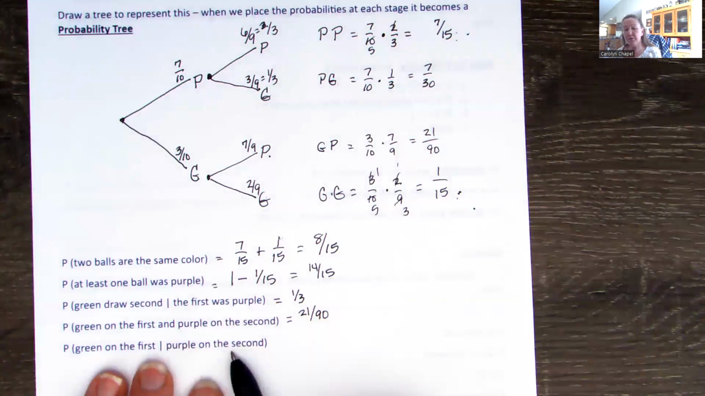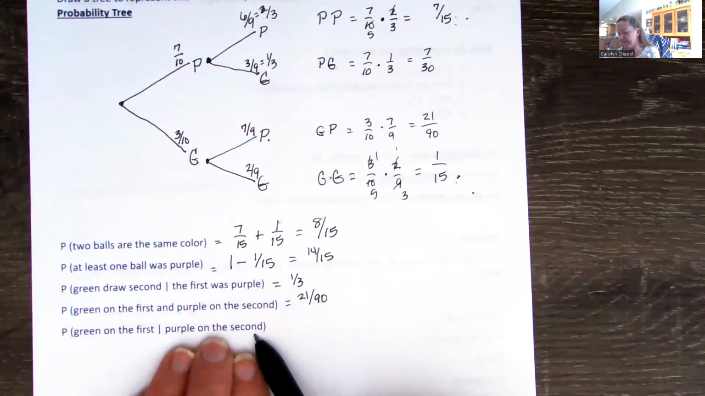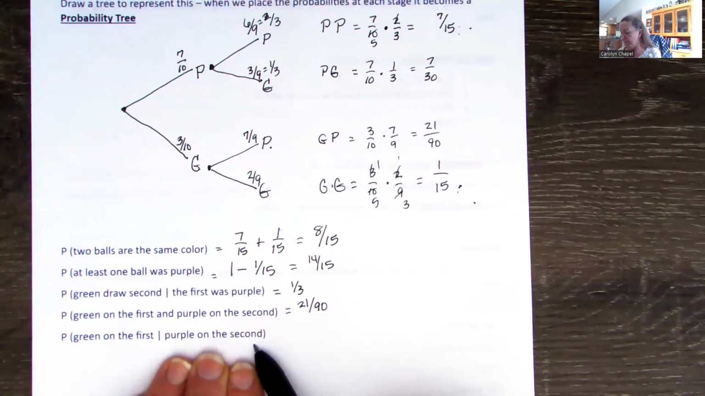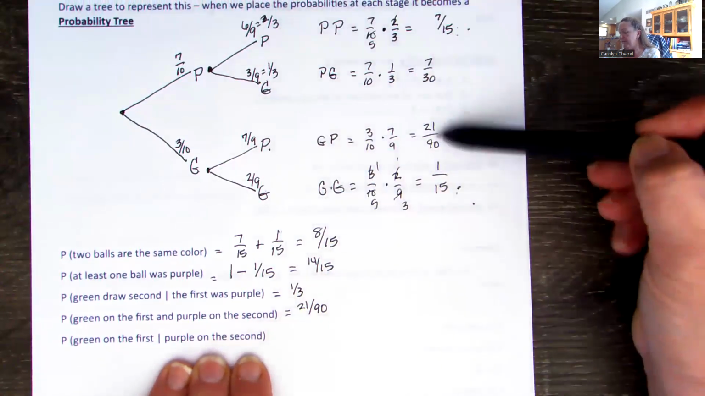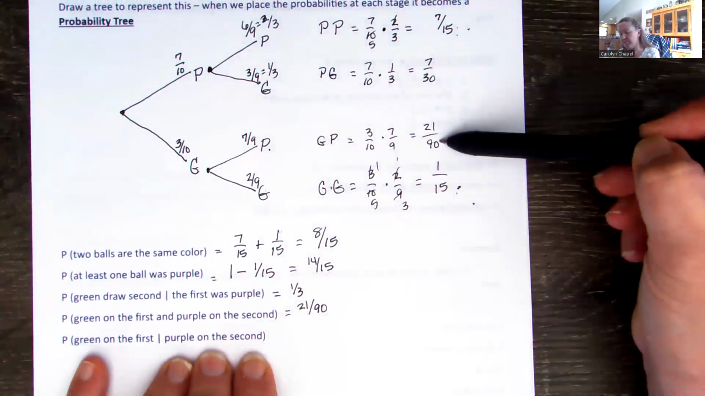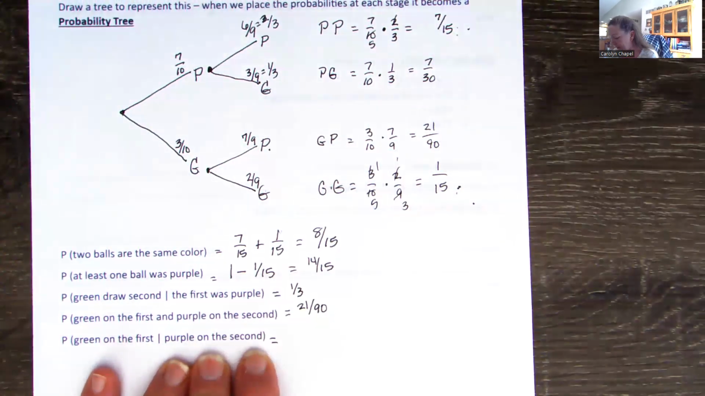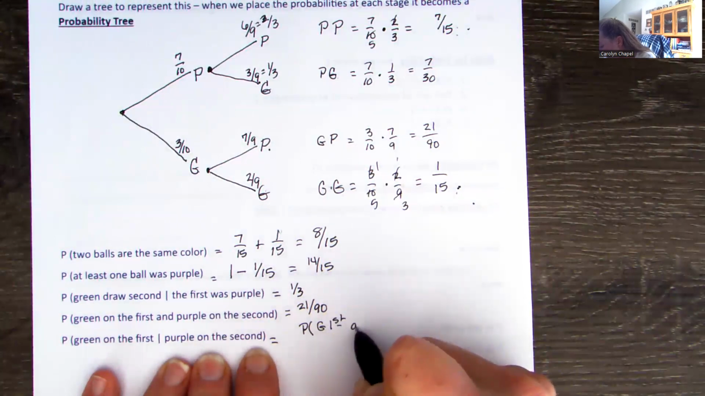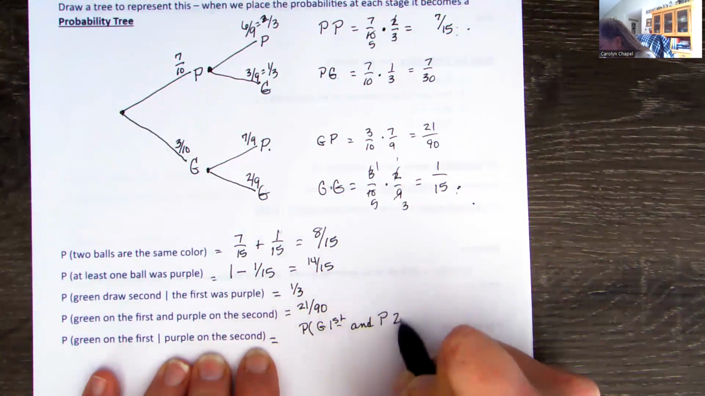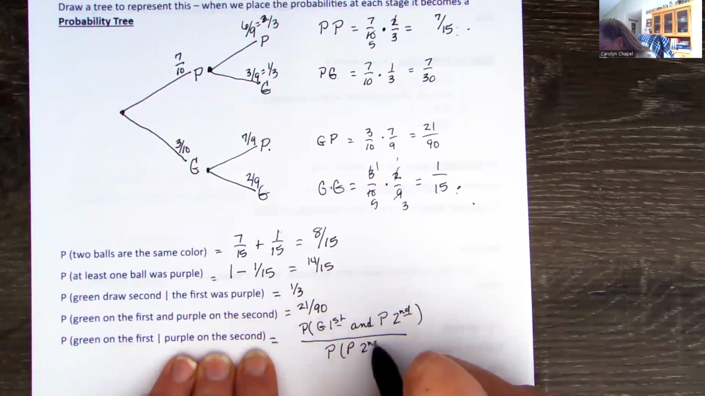Okay. This one is tricky. This one's saying, what's the probability we get a green on the first, given it's purple on the second? Well, purple on the second is in 2 spots, here and here. So out of these 2 branches, I want to know probability was green on the first. So this one, we can use that formula that we had. Probability green first and purple second, given probability purple second.